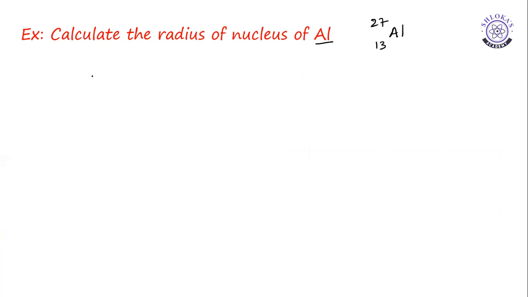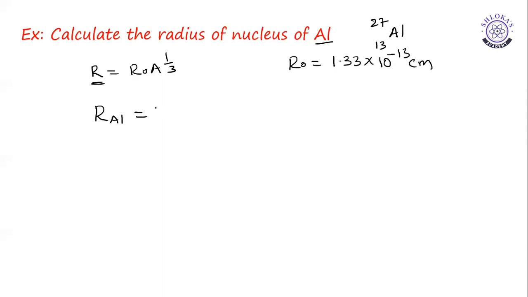Now, what is the formula according to Rutherford? R is equal to R naught into A power 1 by 3. Here, this R we should find out, the radius of the aluminum nucleus. The R naught value is not given in the question, so by default we should take R naught as 1.33 into 10 to the power of minus 13 centimeters. So here I am taking the same 1.33 into 10 to the power of minus 13 centimeters, right?